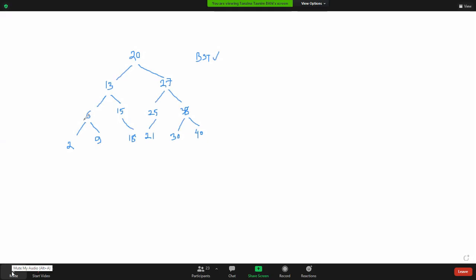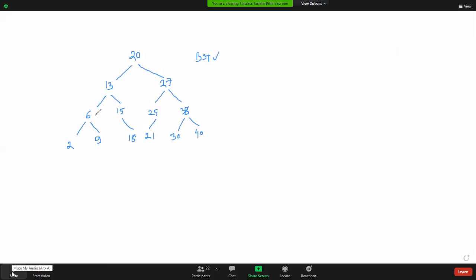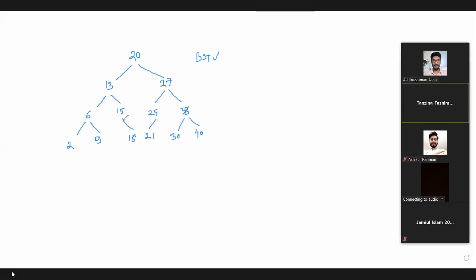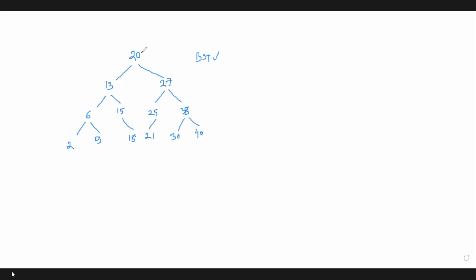Look at the 6. The height of the left subtree is 1 and the height of the right subtree is 1. 1 minus 1 equals 0. The same for 13. In the left subtree, the height is 2. In the right subtree, the height is also 2. For 13 and 27, it's 0. What about the root node? For 20, the height of the left subtree is 3 as well as the right subtree. So its balance factor is also 0. And 15, 25, these nodes have one child. So for 15, the balance factor is -1. For 25, the balance factor is 1. That means this tree is a balanced tree. So we can call it an AVL tree.